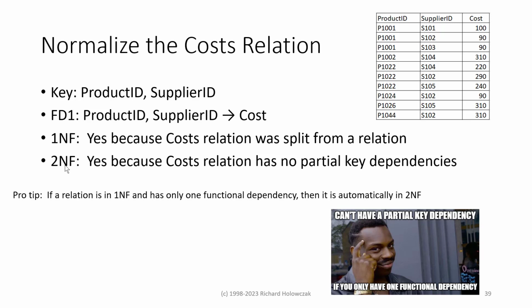Is the cost relation in second normal form? The answer is yes, because there's no partial key dependencies. Even though product ID and supplier ID are a composite key, there's no other functional dependency to deal with. So we've simplified this to the point where there's no other functional dependency to worry about. So here's another tip. If a relation is in first normal form and it only has one functional dependency, then it's automatically in second normal form.